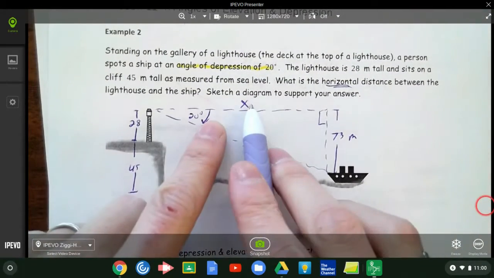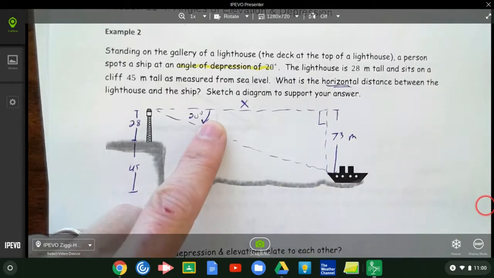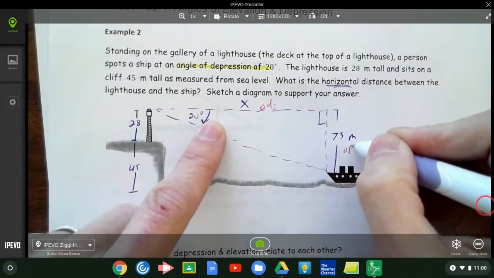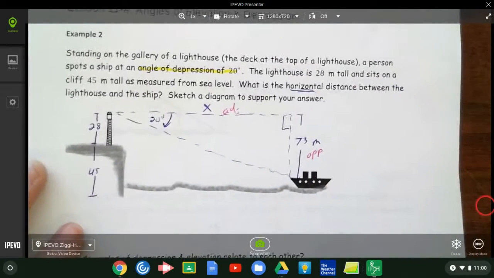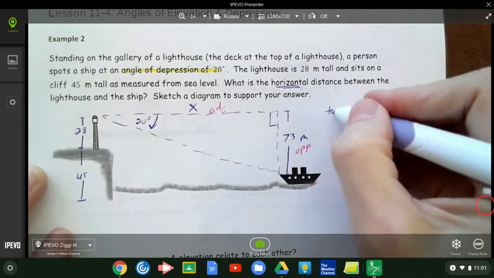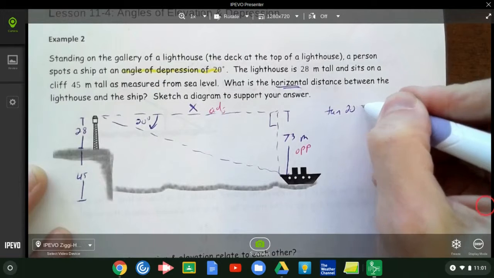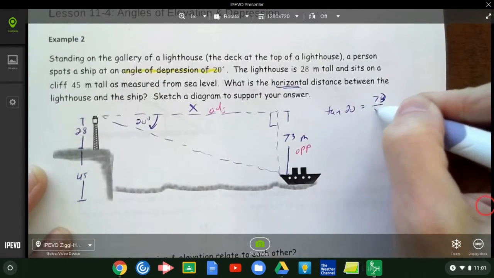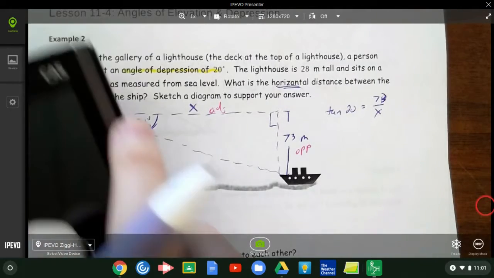So I'm looking for the adjacent. I know the opposite. There's my sides. This is the adjacent. This is the opposite. Looks like I'm using tangent again. So the tangent of 20 degrees equals opposite, 73, over adjacent. So I'm going to go through my calculations now.